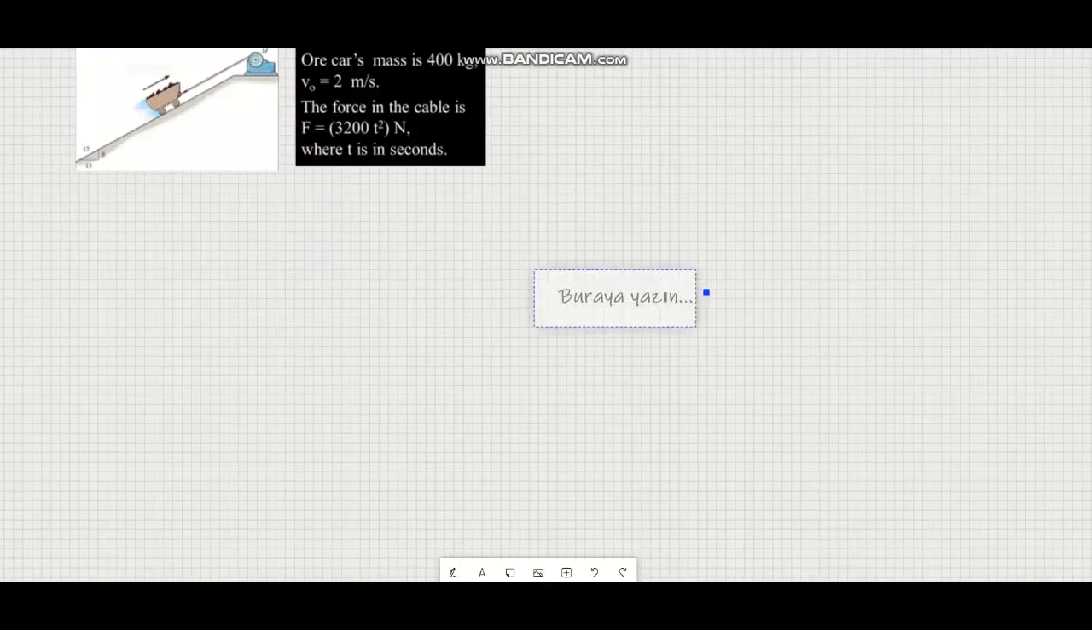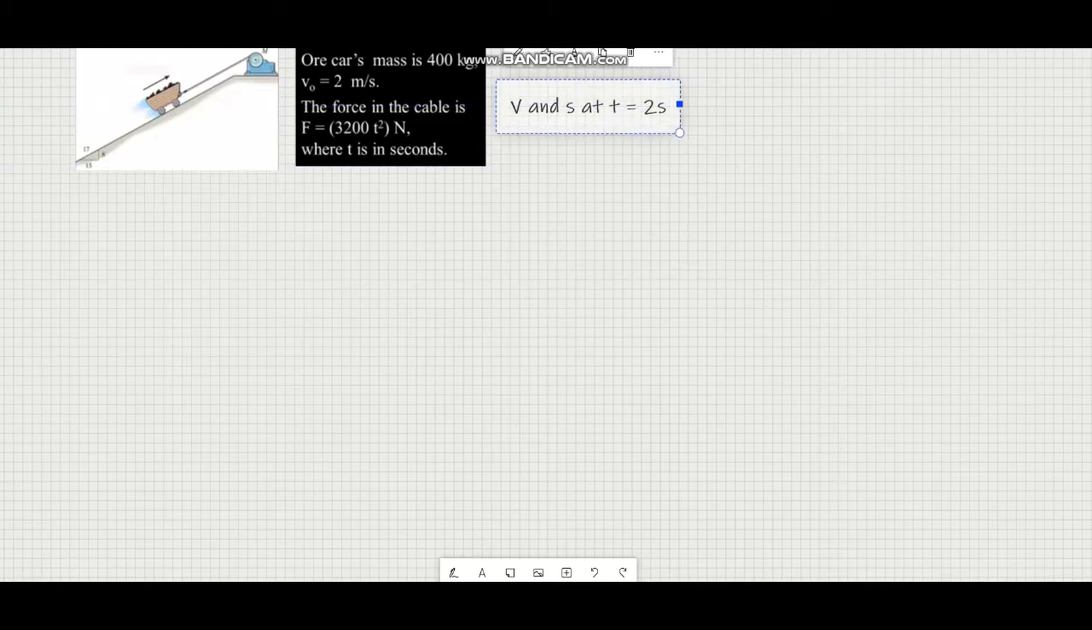This question is asking for the velocity and position at t equal to 2 seconds. We know that the force is 3200 t squared. The initial velocity is 2 meters per second. If the position is not given, we can directly take it as 0. So let's start to solve.